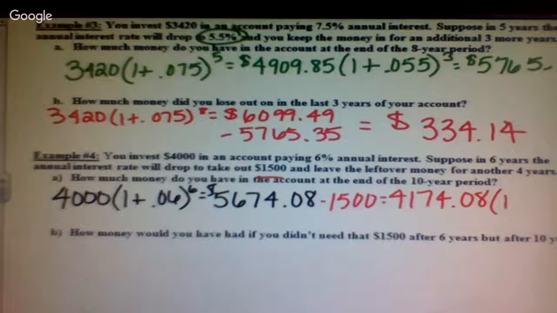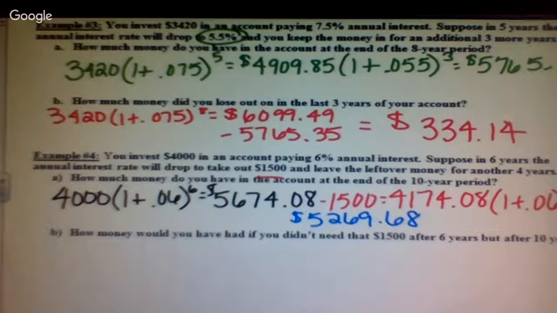So my interest rate hasn't changed. This is still 1.1 plus 0.06. And it's staying in for another 4 years. So you're gonna take the money that's left over and do the same thing. So for 4 years, how much money do we have now? $5,269.68.